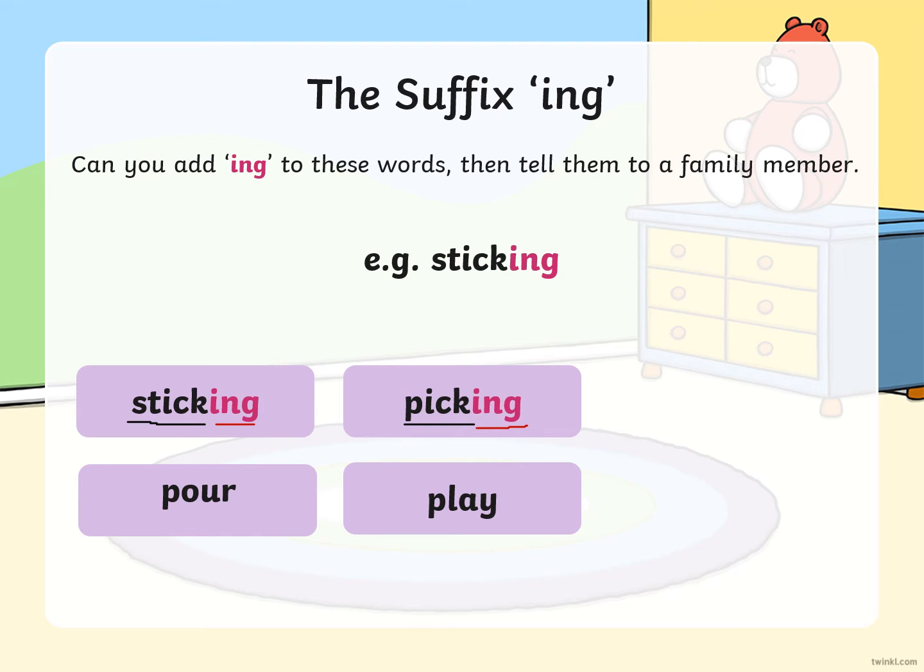So here we have our word pour, and your job is to add the suffix onto the end of it to change the word from pour to its new word. Play is the root word. Your job is to add ing to change the word play into its new word.